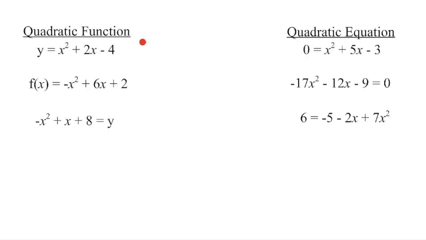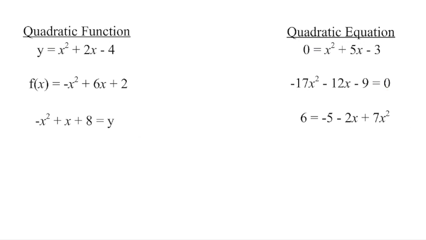On the left column, we have examples of several quadratic functions. On the right column, we have several quadratic equations. What do you think the difference is between a quadratic function and a quadratic equation? Because they're both quadratics, we know that each is going to have a degree of 2, but you may notice that functions are equal to a variable, whereas equations are equal to a number or a numerical value.